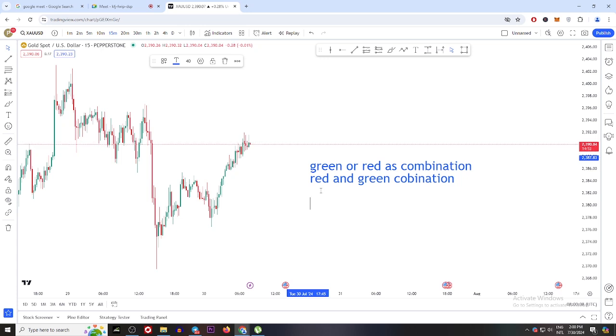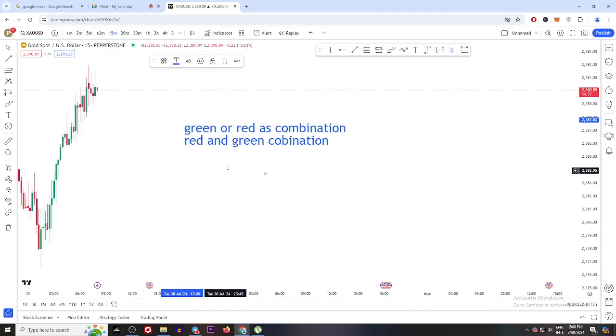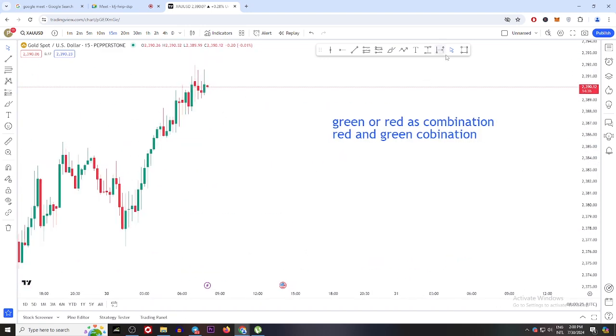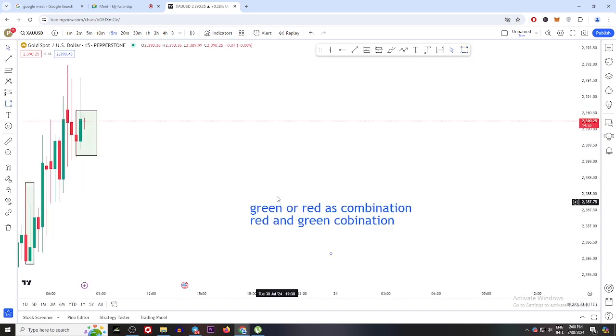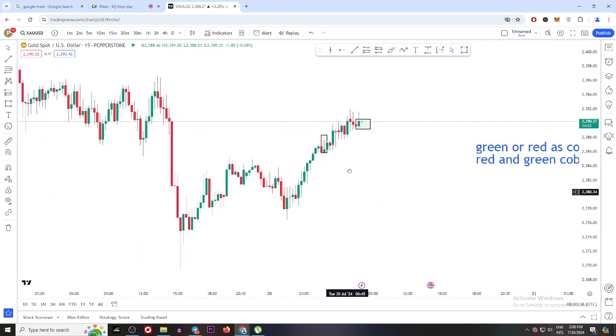Secondly, whenever you see candles of the same color, this is no combination. This is not a combination. Combination is only where the colors differ, we can call this a combination. Now the second part: why do we need combination?